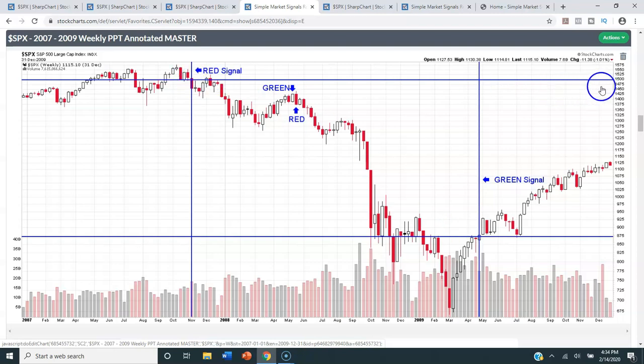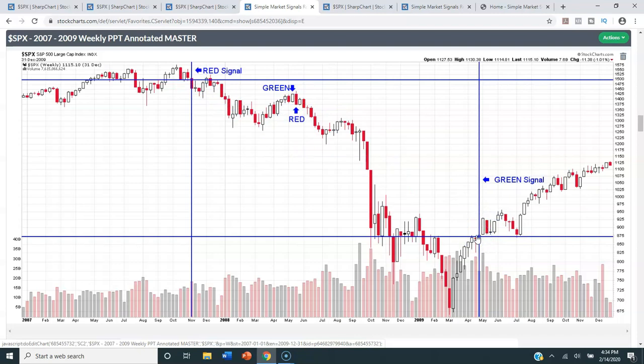So bottom line, if you were using my model, my simple market signals model, you could have gotten out somewhere around 1,500 on the S&P, and then, other than what is called a whipsaw, by the way, when you get in and then get whipped out, it's called a whipsaw, you probably would have lost a few percentage points there, but you would have missed the bulk of this downturn. Even considering the whipsaw, you'd have missed about a 40% drawdown.